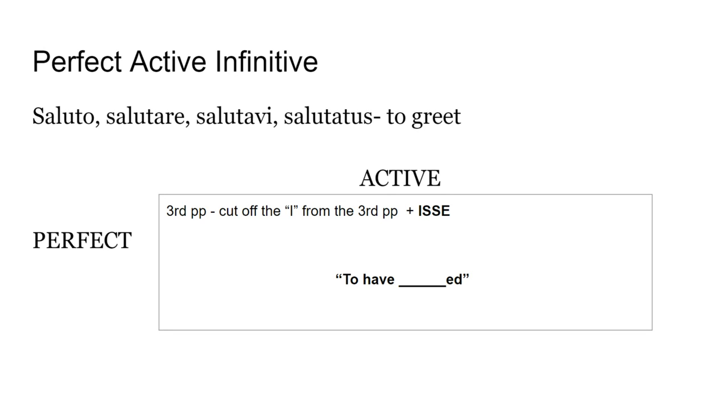Easy, simple. Do it once. It's gone. Cut off the I from the third PP. And you're going to add ISSE. The translation will be to have blanked, to have understood, to have seen, to have greeted.